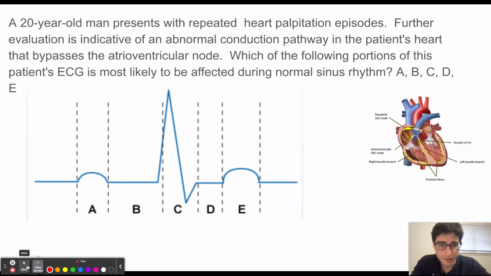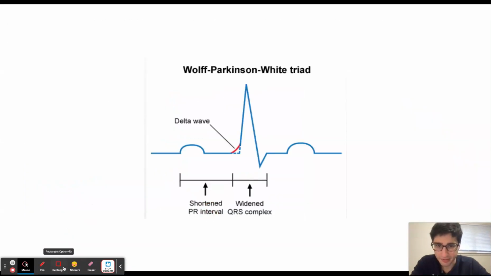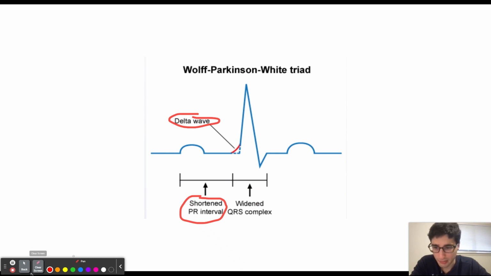Now there's three things on ECG that we need to know for the Wolff-Parkinson-White syndrome, and those are going to be the delta wave that is going to occur with the QRS complex, the shortened PR interval, as we talked about, and there's also going to be a widened QRS complex.